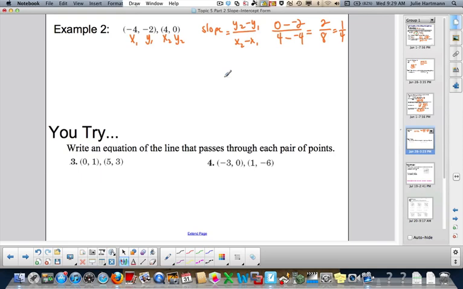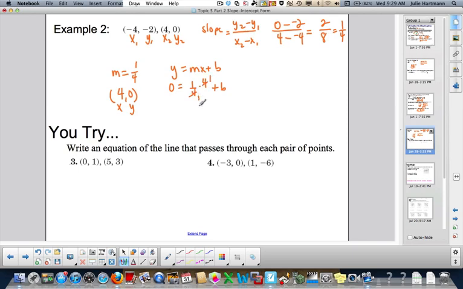Alright, now 1/4 is our slope. So take our slope and take one of your points. Doesn't matter which one. I'm going to go with 4, 0, just because. That's our x and our y. So we're going to do y equals mx plus b. Y is 0, m is 1/4, x is 4, plus b. 1/4 of 4 is 1.